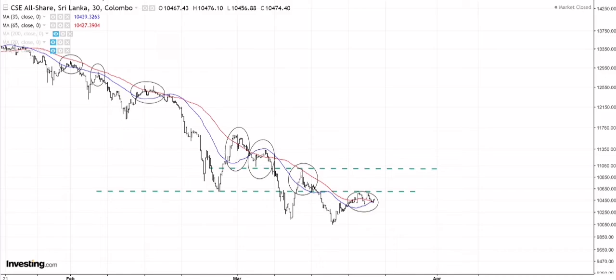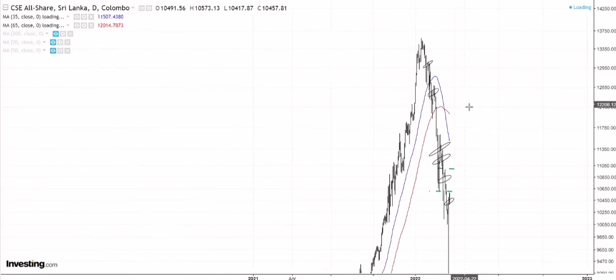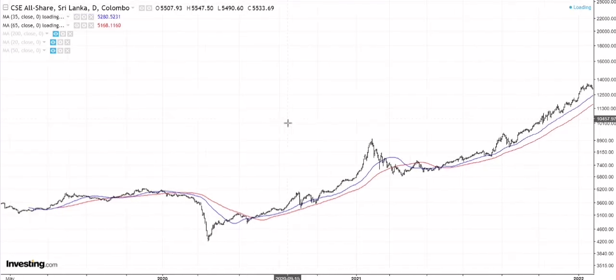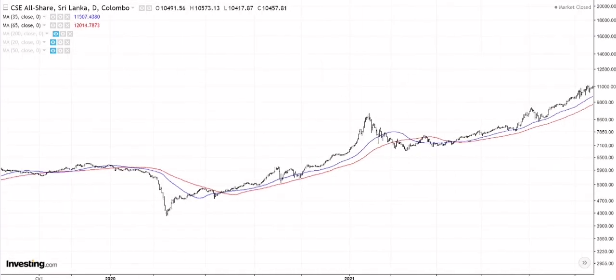and then gradually start to form a base and move higher. Let's just quickly jump into the daily chart before we wrap things up. Generally, a base has been more rounded in the ASPI. Historically, what we have seen is a rounded base, more like a cup and handle.